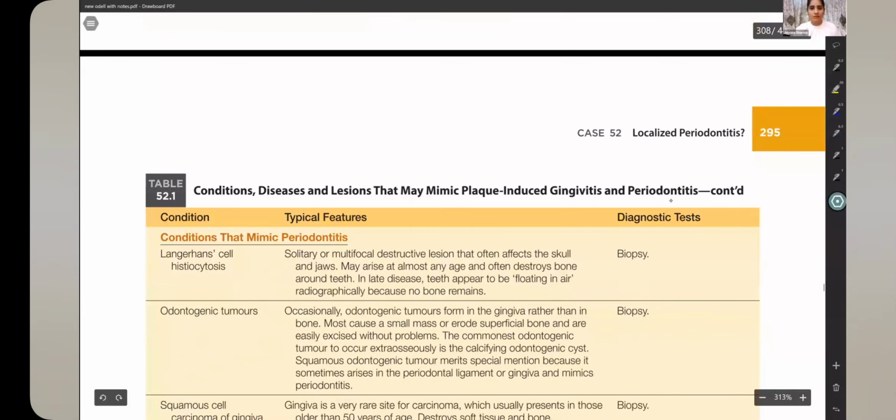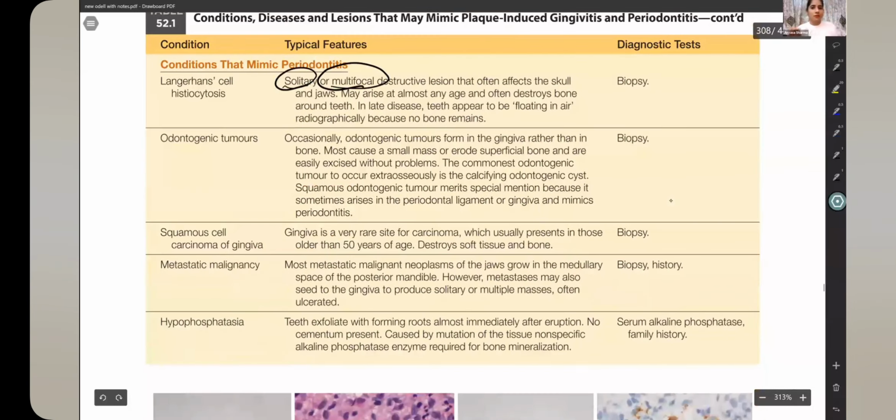Then Langerhans cell histiocytosis. Now that can be a solitary lesion or can have multiple destructive lesions, which mostly affect the skull and jaws. It can arise at any age, destroys the bone around teeth, and in late disease, teeth appear to be floating in air radiographically because there is no bone remaining.